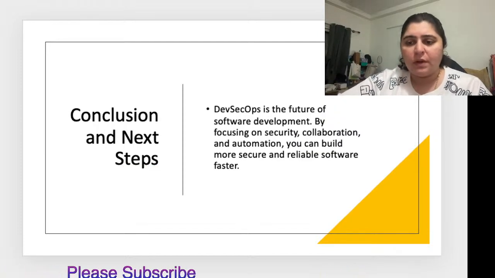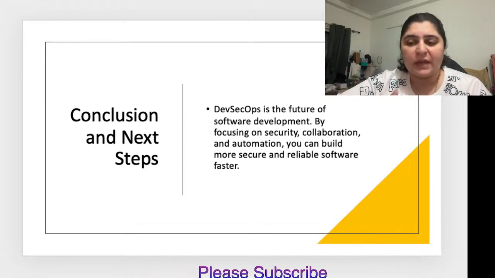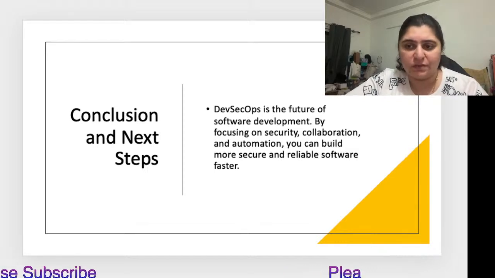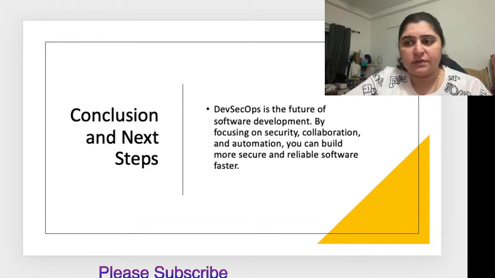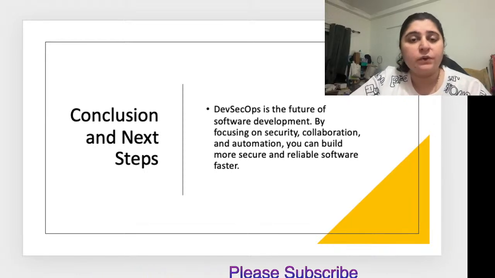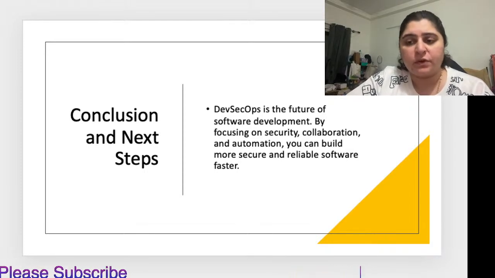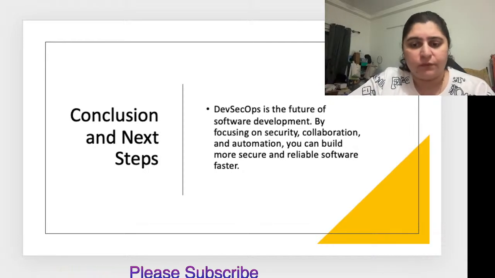Coming to the conclusion, DevSecOps is the future of cybersecurity, of software development, of organizations, if they want to make sure that everything in the system is as secure as they can make it. Okay, because at the end of the day, you can never have enough security. And by focusing on security, collaboration, and automation, you can always build more secure and reliable software faster.